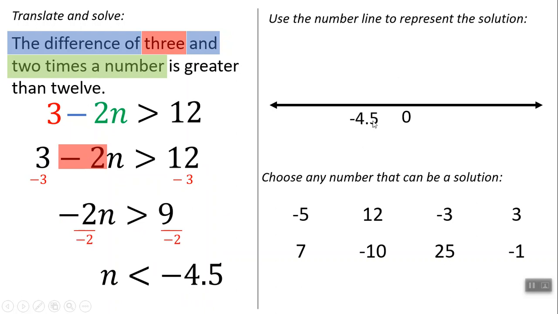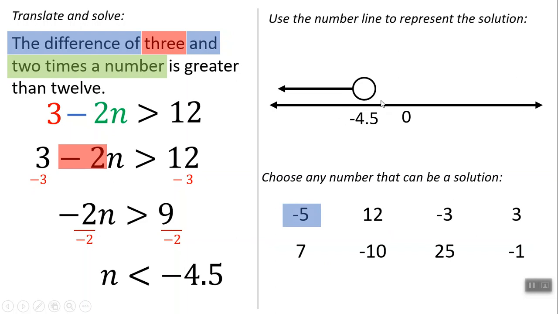We mark -4.5 on our number line. It's going to be an open dot going to the left. Of these choices down below, which ones can be solutions? -5 would be about right here under the arrow. It's going to work. 12 is over here. It's not under the arrow. It's not going to work.